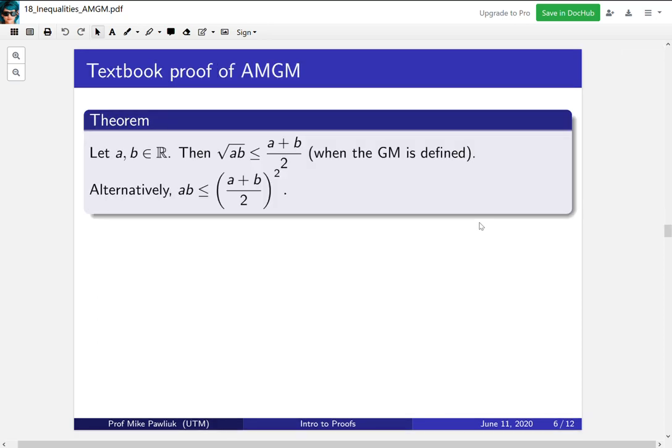Now our goal is to see a proof of the arithmetic mean geometric mean inequality using algebra. So formally, here's the statement of the arithmetic mean geometric mean theorem. It says that the geometric mean is less than the arithmetic mean, so long as the geometric mean is defined. And one way to get around that is to square both sides. And now both of these things will always be defined. So sometimes people call this the arithmetic mean geometric mean, since it's always going to be defined. But here it's less clear where the arithmetic mean and geometric mean show up.